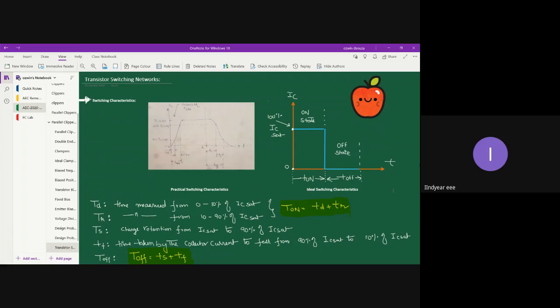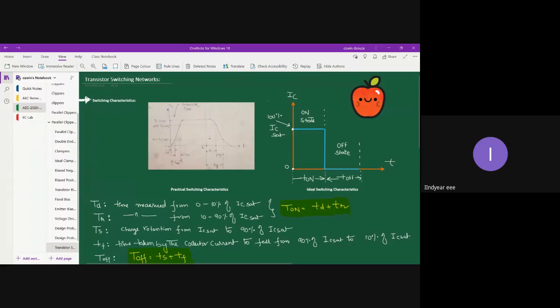So you see, in the previous classes we spoke about biasing, right? In the previous classes, more emphasis was given to fixing the Q point at the center of the load line. So we said that if the Q point drifts from its center location, we call those biasing circuits bad biasing circuits, etc. So today let's pay our attention to the switching concept of the transistor.